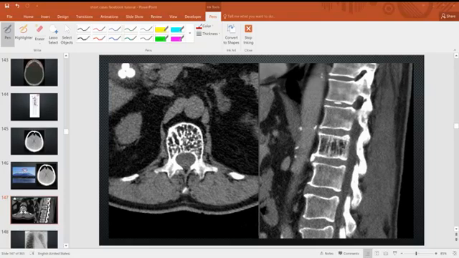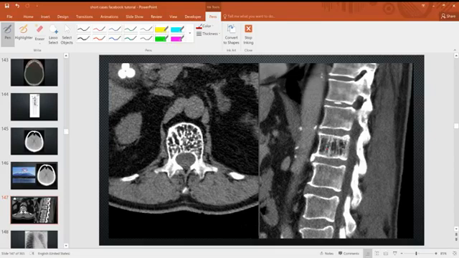Everybody, I said everybody knows. The sign as we see here, or salt and pepper appearance if you want, and this is the striation, the vertical striation, this is the corduroy sign.